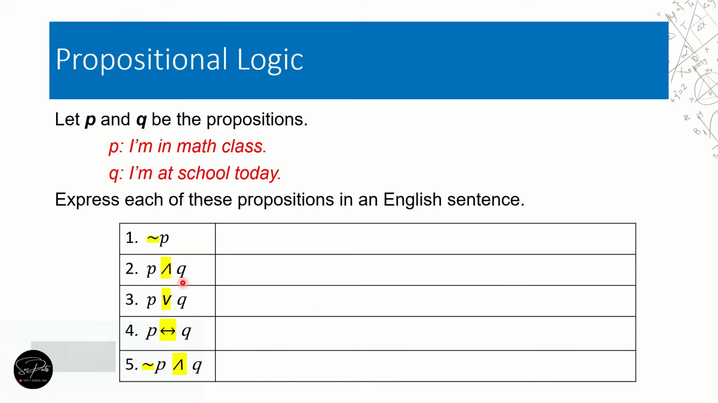Number 2, P and Q. Number 3, we have P or Q. Number 4, we have P, if and only if Q. And for number 5, so that will be not P and Q.